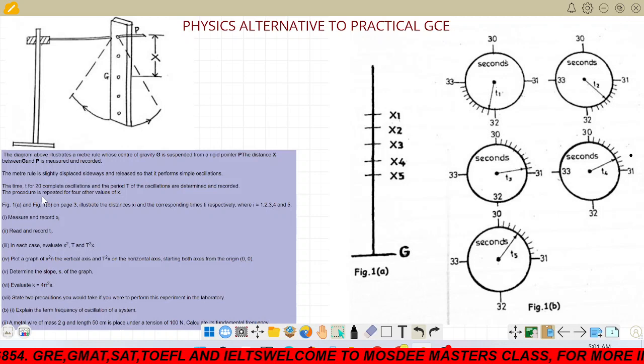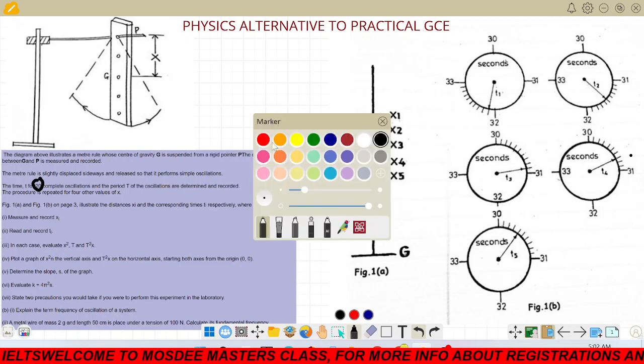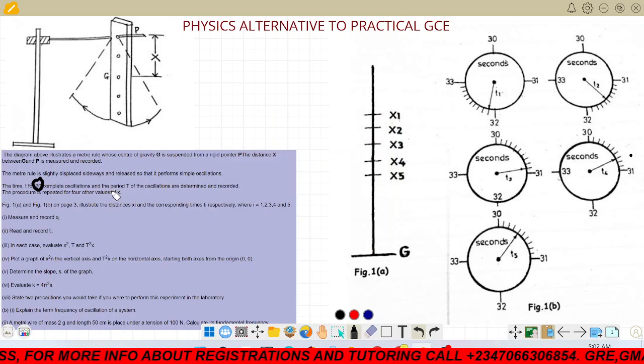So now the question we have here is that the time t for 20 complete oscillations. So the first instruction I can keep in mind is that there are 20 complete oscillations. We have to keep that at the back of our minds: 20 complete oscillations. And the period, capital T, of the oscillations is determined and recorded.